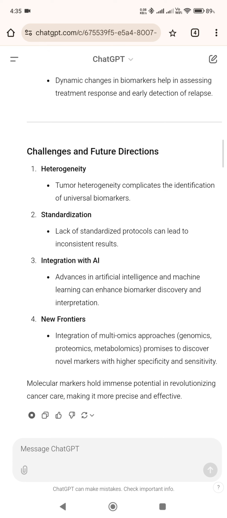4. New frontiers. Integration of multi-omics approaches, genomics, proteomics, metabolomics, promises to discover novel markers with higher specificity and sensitivity. Molecular markers hold immense potential in revolutionizing cancer care, making it more precise and effective.